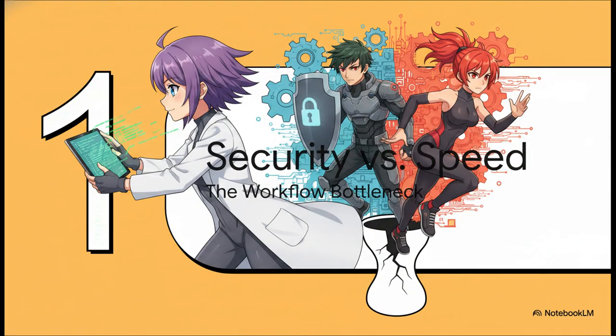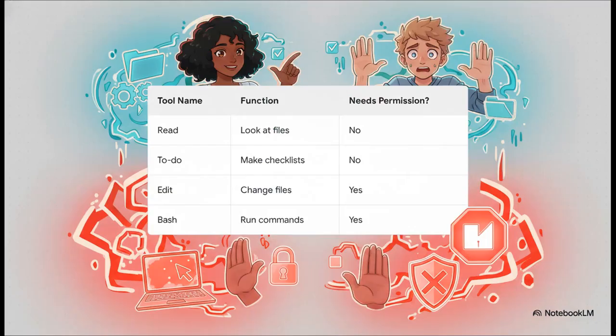Section 1. The bottleneck. Security versus speed. So, if it's so smart about picking the right tools, why on earth does it keep interrupting us to ask for permission? Well, to understand the friction, we have to draw a really hard line between two camps of tools, safe tools and high-impact tools. Pre-authorized low-impact tools like read for just looking at files, or the to-do tool for making checklists, these guys just operate silently in the background, no fuss.